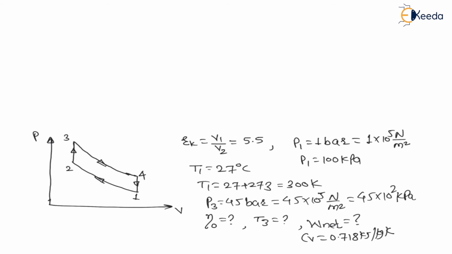Now we know the inlet conditions during the compression stroke, that is P1 and T1 are given. 1 to 2 is reversible adiabatic compression. Now the 1 to 2 process is reversible adiabatic compression, that is isentropic compression.